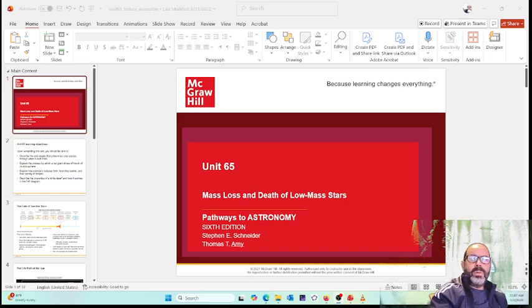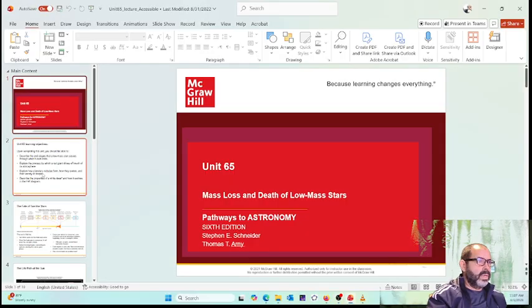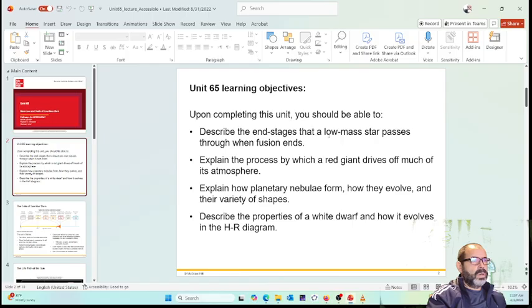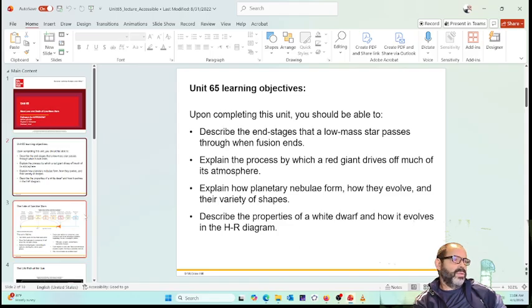In this unit, we're going to talk about the mass loss and the death of a low mass star, similar to the Sun. We'll talk about how the end stages of that low mass star go through, and then what drives the red giant and how its atmosphere is being affected by that stage. Then we're going to talk about the planetary nebula that forms and expels a lot of the gas that forms the next generation of stars. And we're going to describe the properties of a white dwarf and how it evolves on the HR diagram.